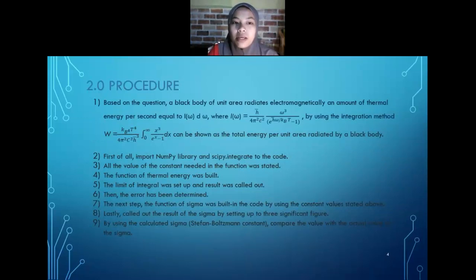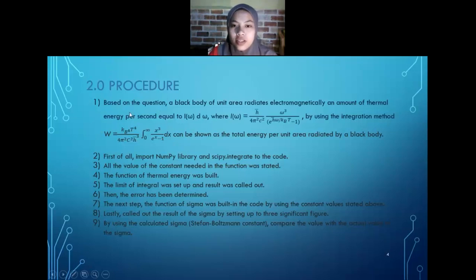First, based on the equation, a black body of unit area radiates electromagnetically an amount of thermal energy per second equal to I(omega) d omega. Where the thermal energy equation is here. By using the integration method, we can get the formula of the total energy per unit area radiated by a black body. So this is the formula.